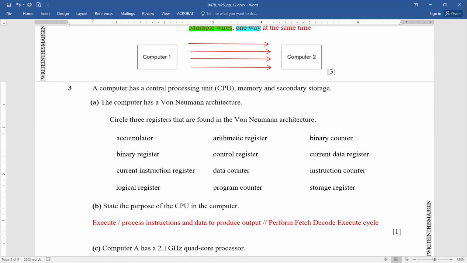It's there to process the instructions and data to produce the output. So this is the definition that we have been studying since our childhood, the definition of what the CPU is meant to do. It is there to execute or process the instructions and data to produce the result, to produce the output. Or a student could have written perform the fetch, decode, execute cycle. They both are correct. Okay.